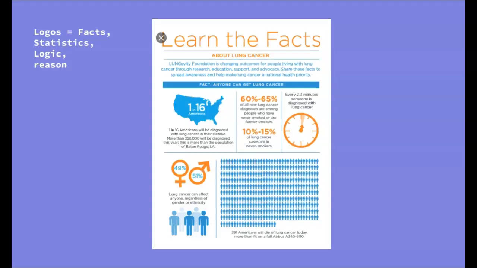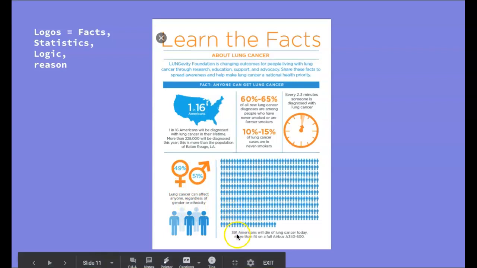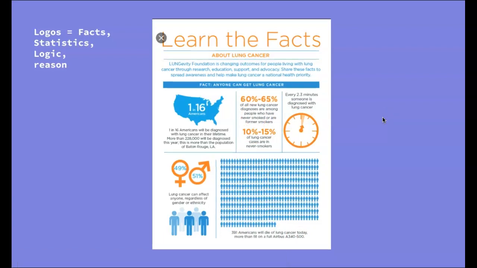Okay, so here are a few examples of what logos might look like. So remember, logos is facts, statistics, logic, and reason. So this is an infographic about lung cancer, full of statistics. 1 in 16 Americans will be diagnosed with lung cancer in their lifetime. Every 2.3 minutes, someone is diagnosed with lung cancer. Lung cancer can affect anyone regardless of gender or ethnicity. 391 Americans will die of lung cancer today. More than will fit in a full Airbus. And very visual. That's a really powerful use of statistics and facts.